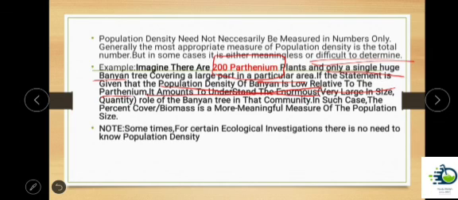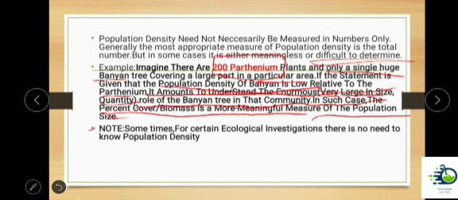It amounts to ignoring the enormous role of the banyan tree in that community, enormous meaning very large in size or quantity. In such a case, the percent cover or biomass is a more meaningful measure of the population size.